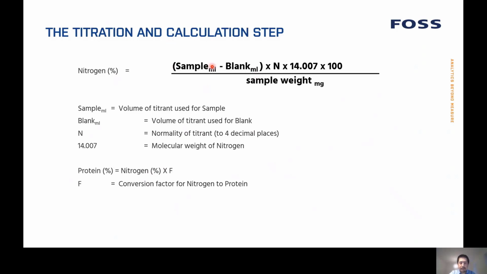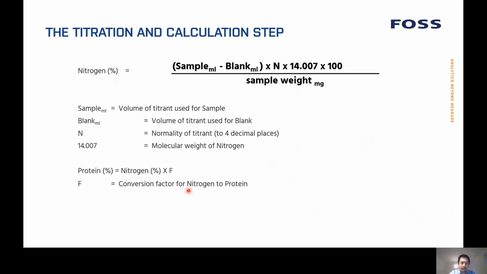Based on this, you can get the nitrogen content based on this formula. So you get the volume, times the N, the normality of the titrant, times the molecular weight of nitrogen, and divided by the sample weight. So you will get the nitrogen content in the sample.